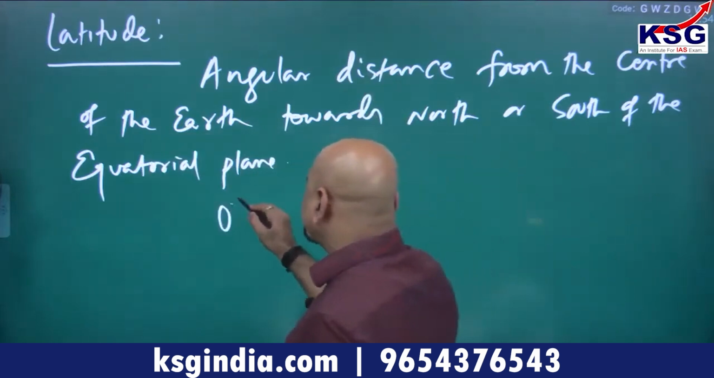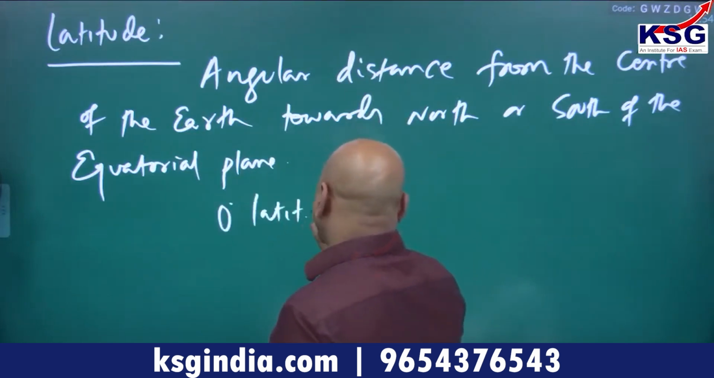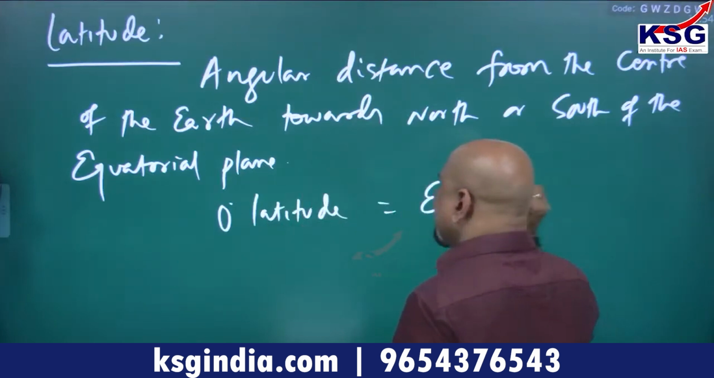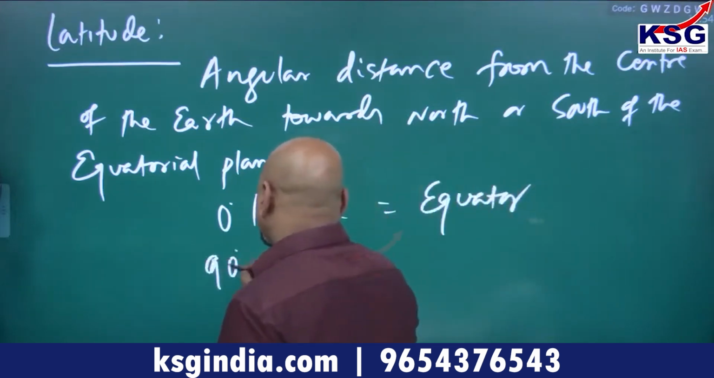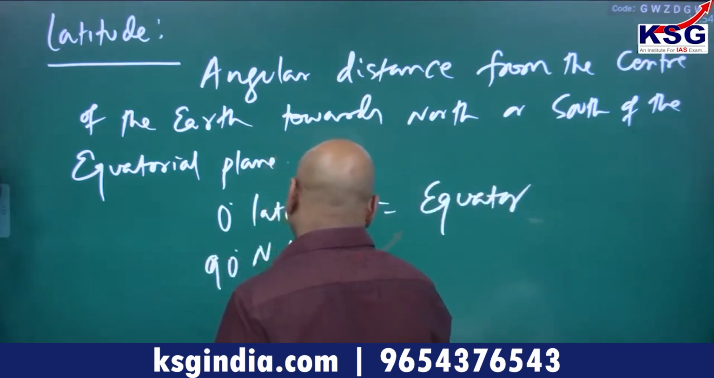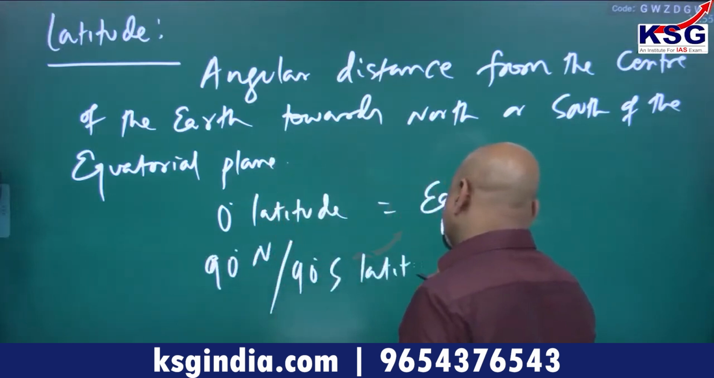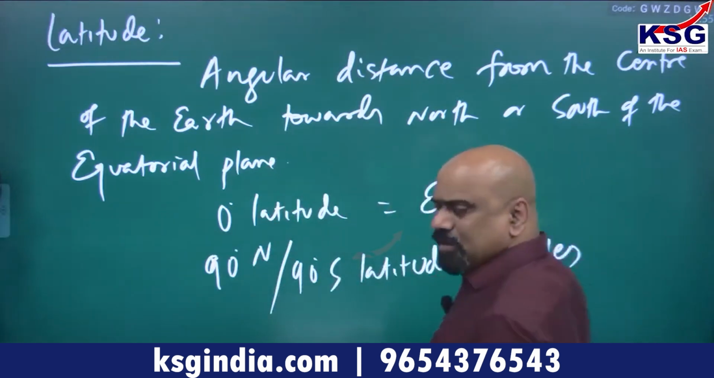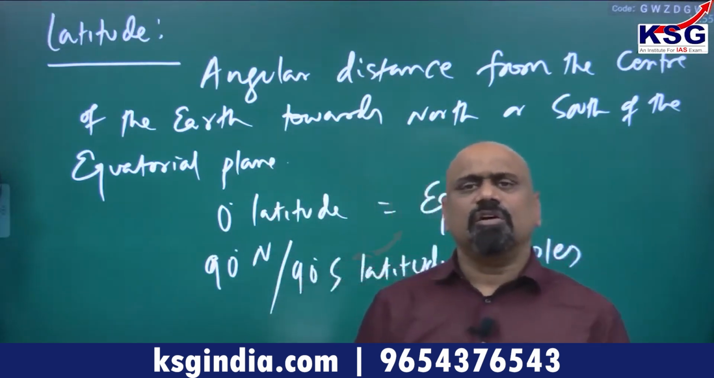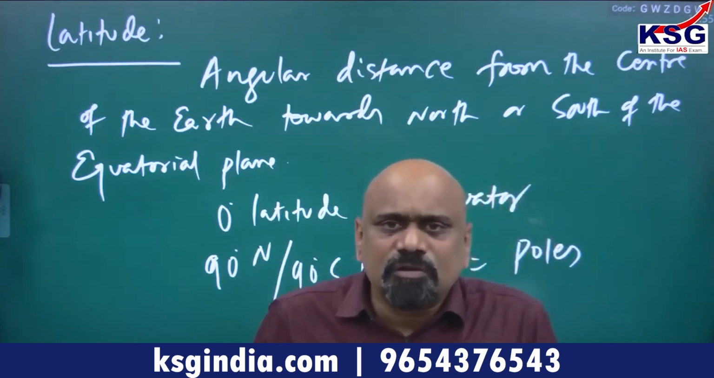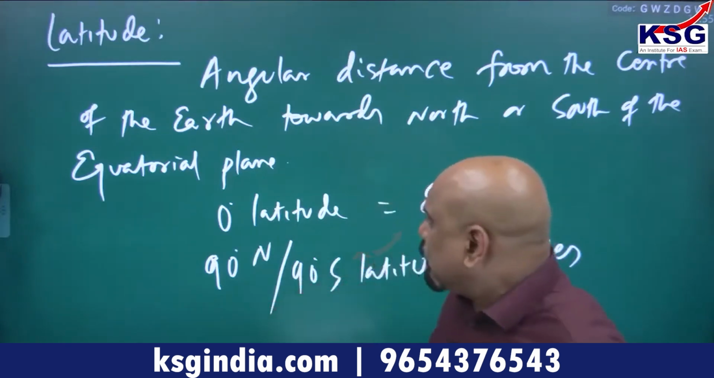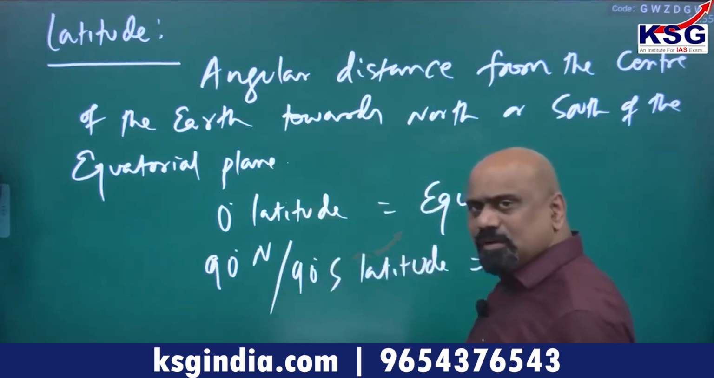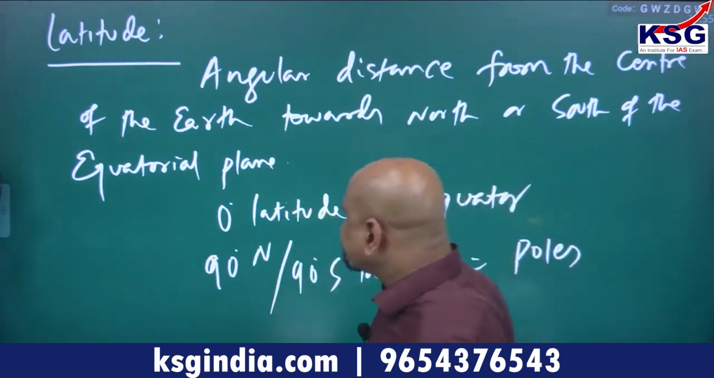0 degree latitude is equal to equator, and maximum is 90 degree north or 90 degree south latitude is called as poles. Now, we have a question earlier, how many latitude we can draw? Infinite number of latitude we can draw. The length of the latitude decreases from the equator towards the poles.